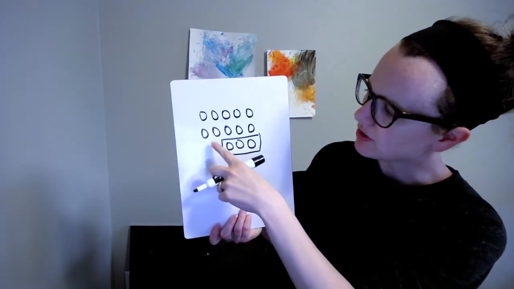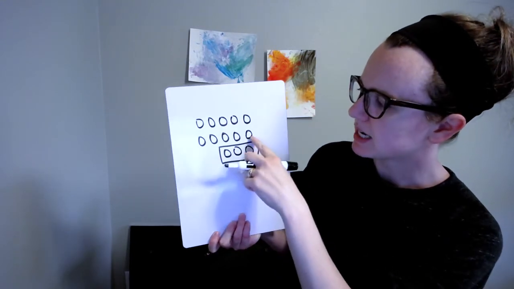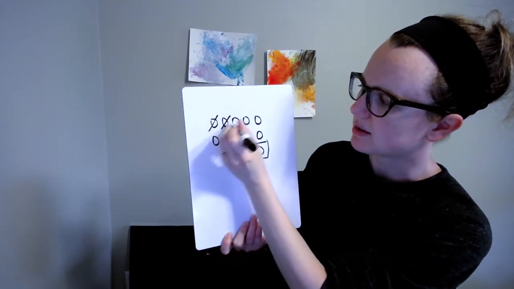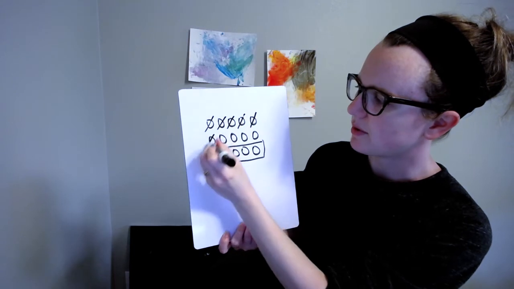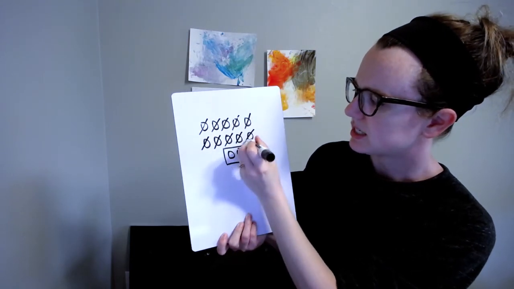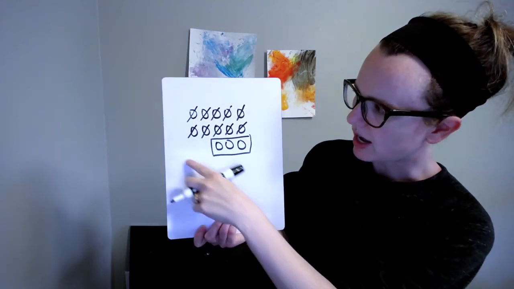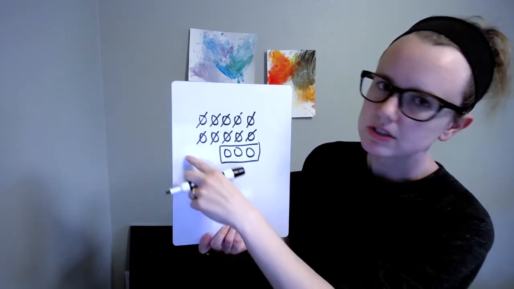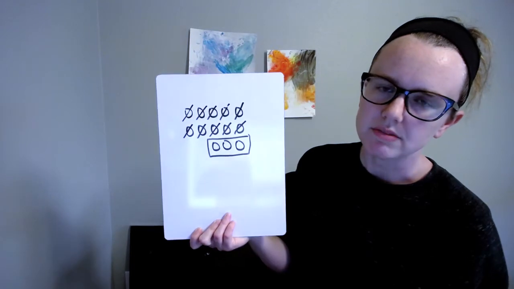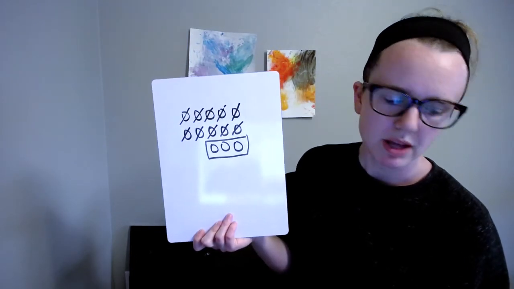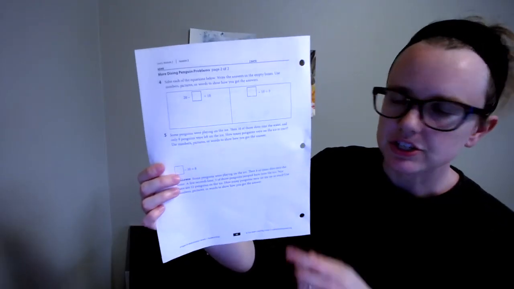I might show this is how many I took away, minus 10. I could even X them out to show that I've taken them away. There's all my 10. And I know that there are 3 left at the end. And so now I can look at all of my circles that I drew and count all of them together to see how many I started with. You can use a similar strategy for number 5.